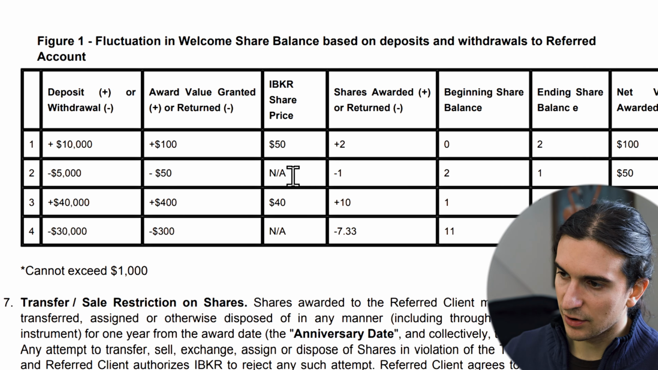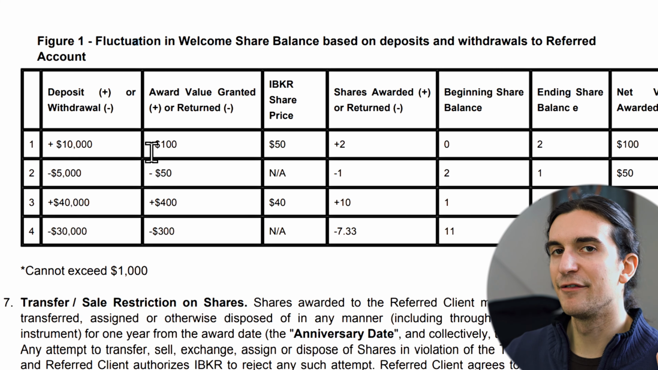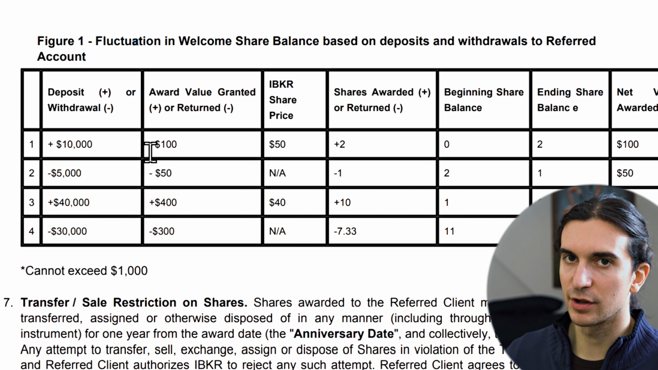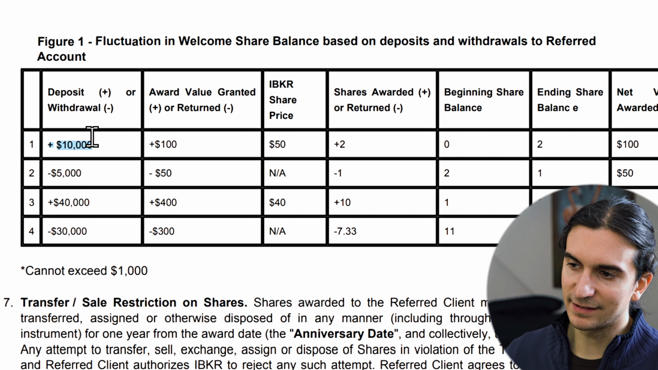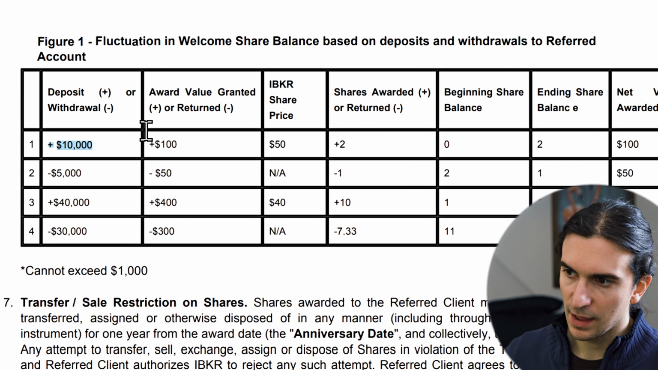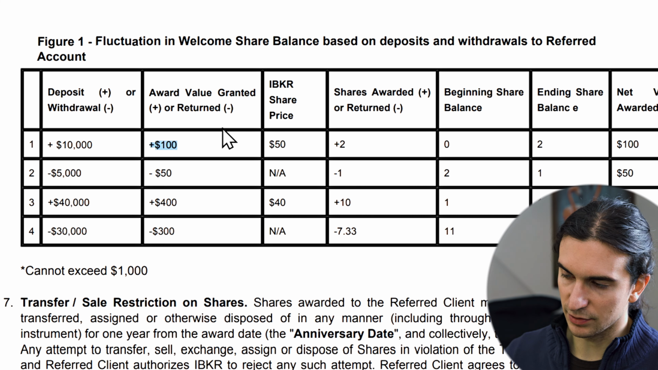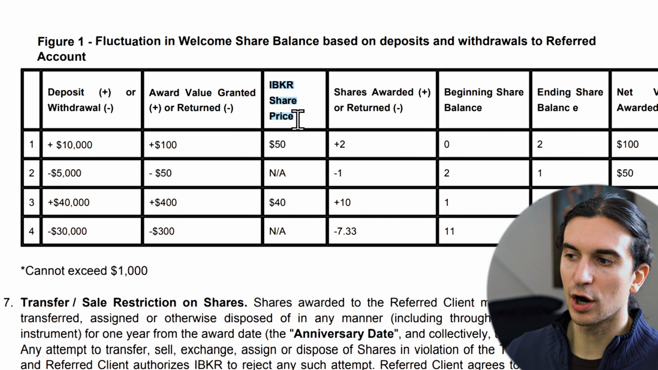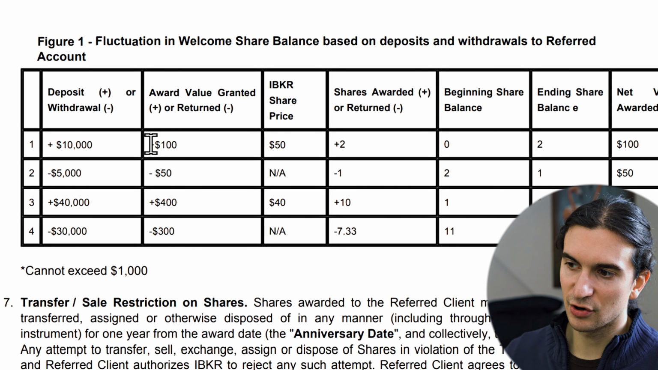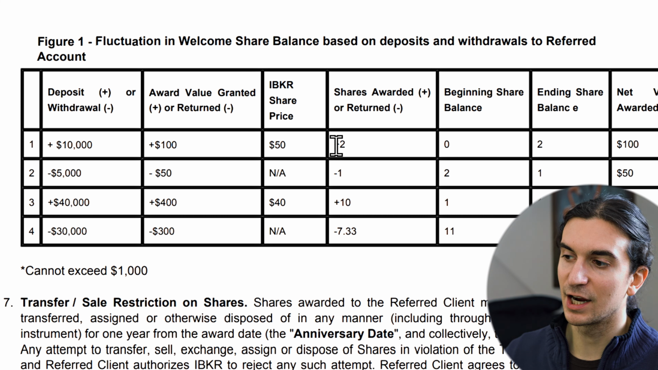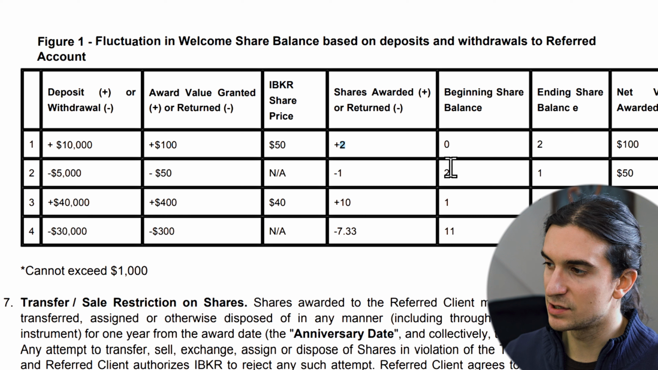So let's go down here and we're going to look at this table that they give you for the referees, for the people that are being referred, the people that are opening a new account. This is how it works. So if you make a $10,000 deposit, the award value granted will be plus $100. And then it says, let's say the stock price of Interactive Brokers shares is $50 per share. Since you're granted a reward of $100, that equates to 2 shares. So you will have 2 shares deposited into your account.